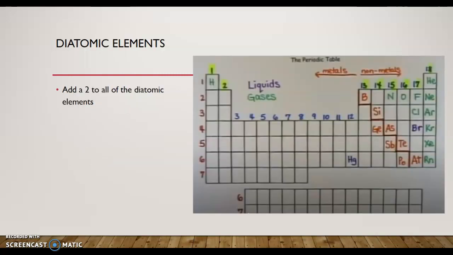Go ahead and on your periodic table, what I want you to do is put a 2 next to all of your diatomics. I know it's a little hard to see in this image. So I have H2, N2, O2, F2, Cl2, Br2, and then I2, just to remind yourself that you will always find those together in nature.